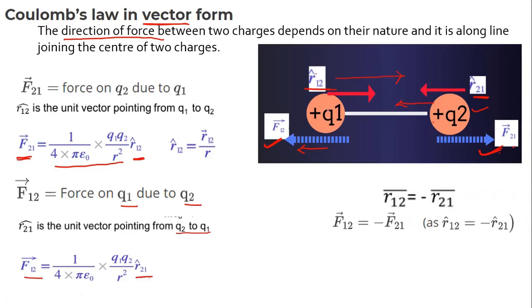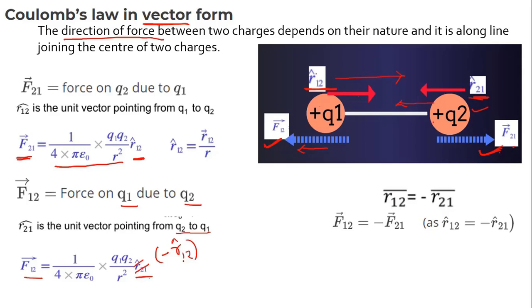Now in the diagram, we find that the position vector R12 and the position vector R21 are opposite to each other. So we can write unit vector R12 is the negative of R21. So now in this formula of F12, if I replace this R21 with minus of R12, see here minus, because I am replacing R21 with the sign of minus of R12.